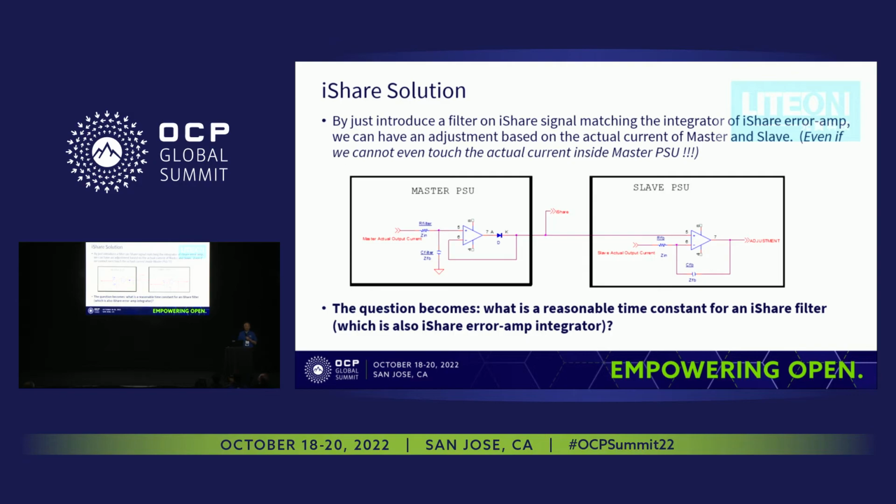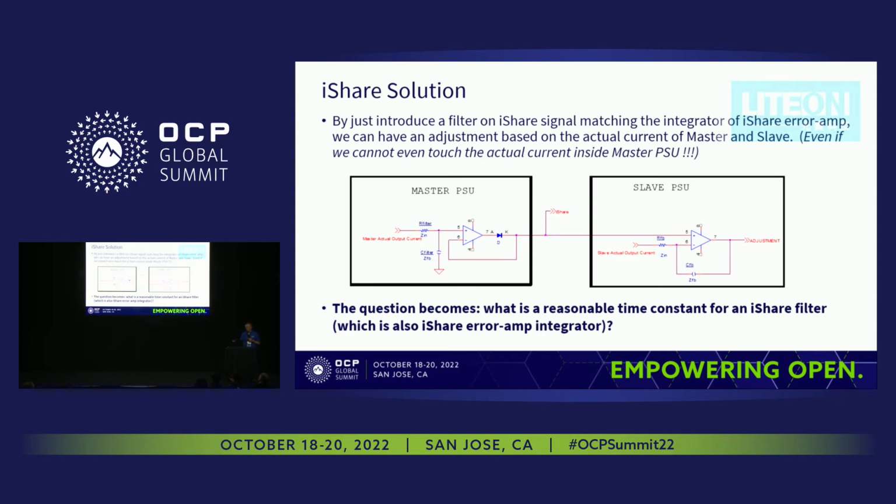Once you go through this, the solution is very easy. The system designer can say, hey, every power supply, you will need to make the current share signal have a certain filter with respect to the actual current. Everybody can specify that. If you specify that, and all the vendors have their loop matching that filter, then your system will be stable.